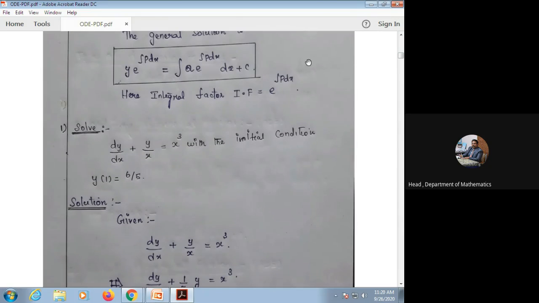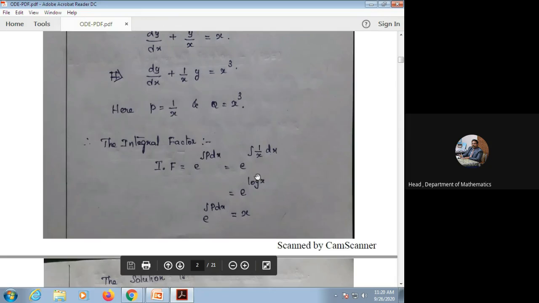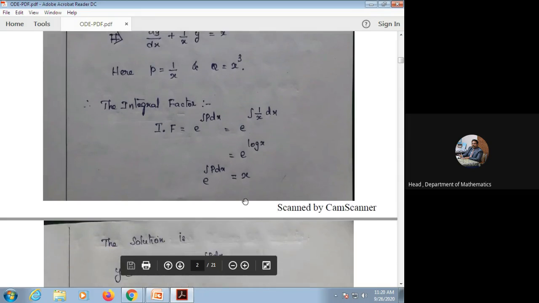Now we have to find the integrating factor value, that is e power integral p dx, then only can you find the solution. So integrating factor I.F. equals e power integral p dx. We know the p value is 1 by x, therefore e power integral 1 by x into dx. We know the formula, integration of 1 by x dx is log x. So exponential and log are inverse processes, therefore these two cancel. Then we get e power integral p dx value is only x.